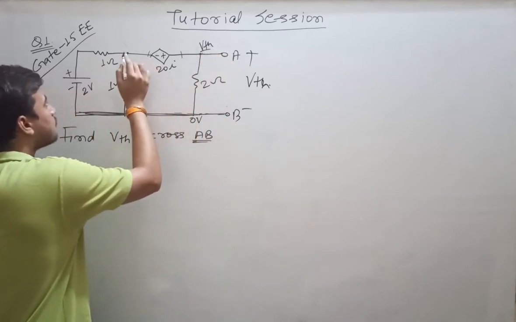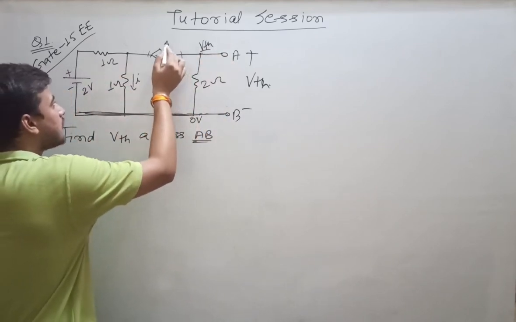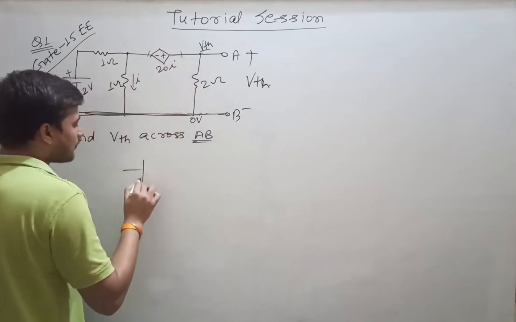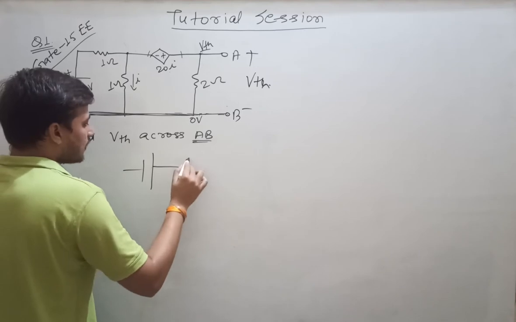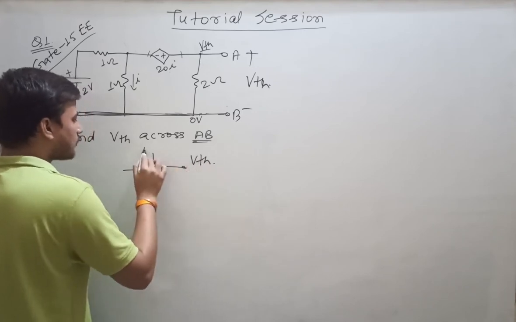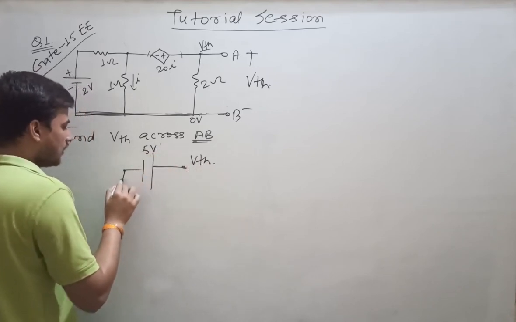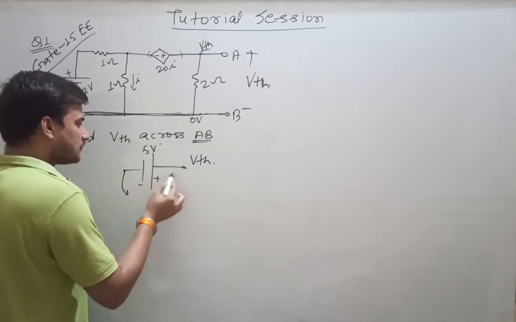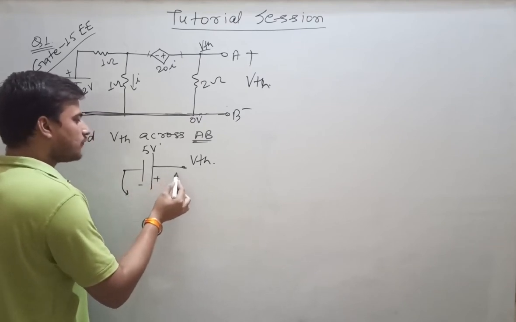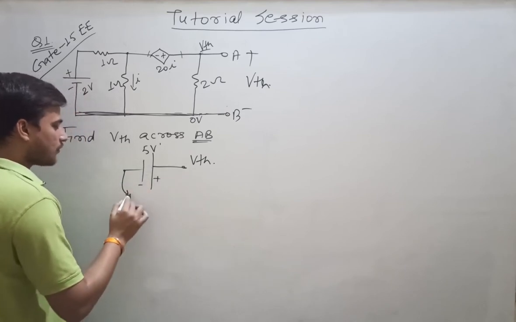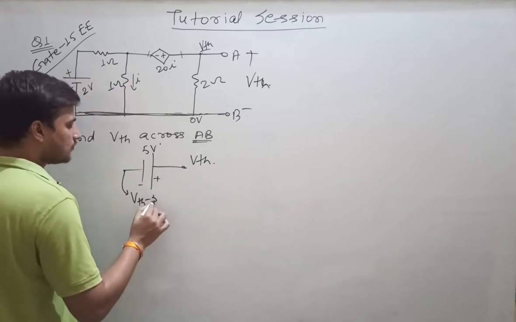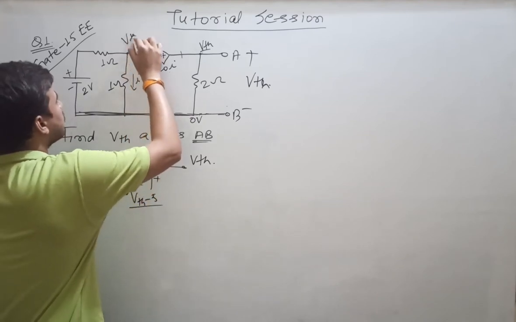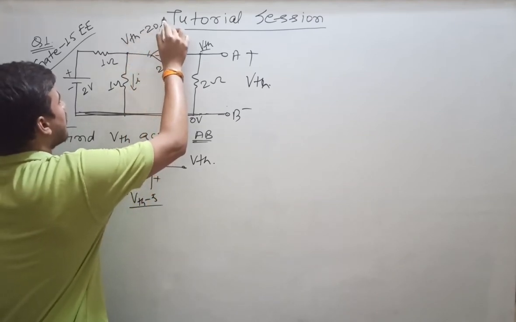Now we have to write the potential of this node. You see, there is a dependent source in the circuit. If you have a battery like this one, here the potential is VTH, here the potential is 5 volt, then the potential of this point will be how much? You see, there is a fall in potential when you move from right to left. So here the potential will be VTH minus 5 volt. So here the potential will be VTH minus 20I.